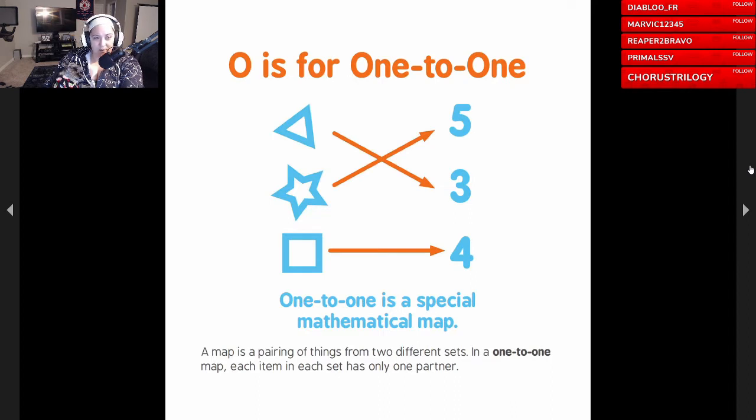O is for one-to-one. One-to-one is a special mathematical map. A map is a pairing of things from two different sets. In a one-to-one map, each item in each set has only one partner.